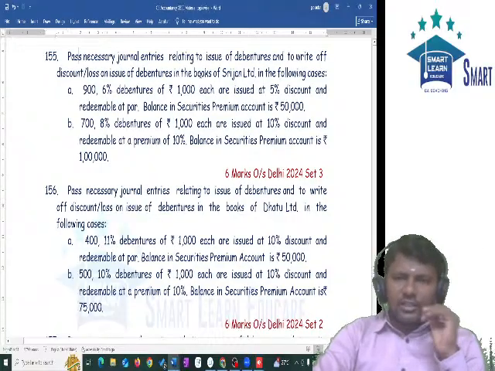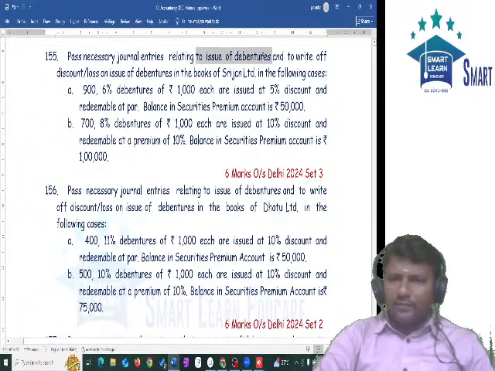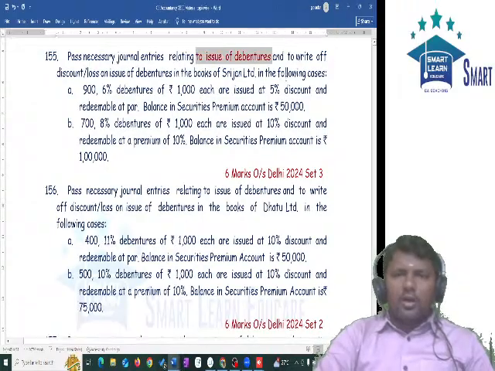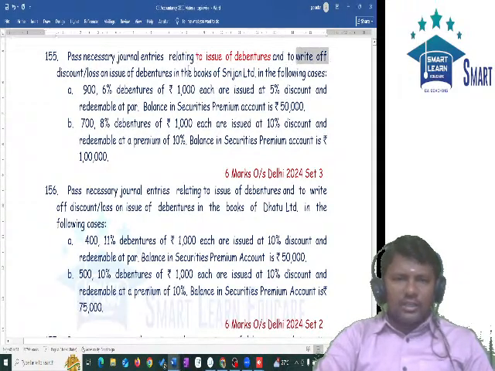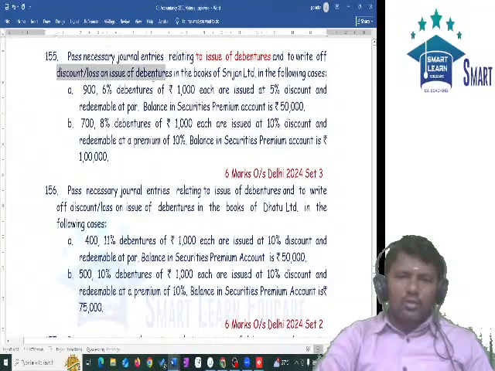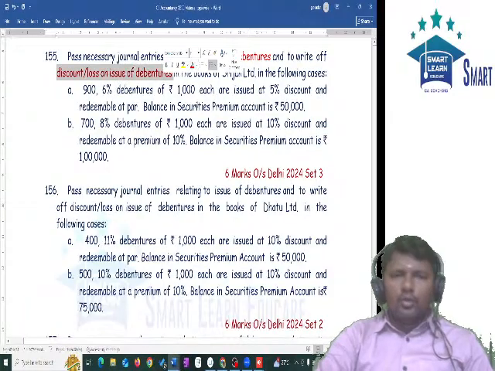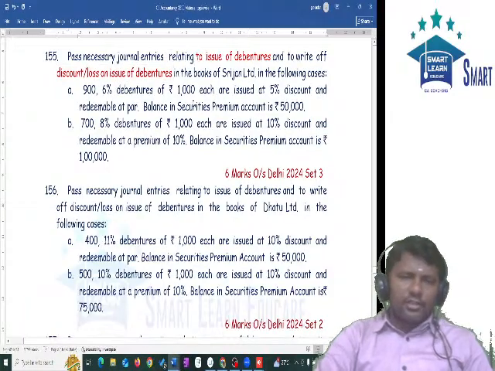Pass necessary journal entries relating to issue of debenture. Also, they are asking us to pass journal entry relating to write off of discount on issue of debenture. Two things they are asking. Loss on issue of debentures write off entry is also asked.